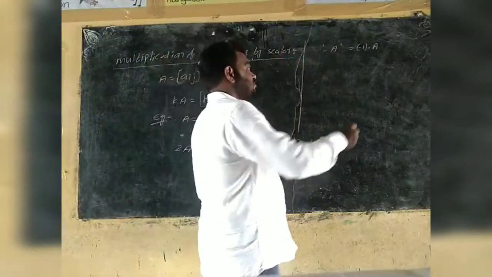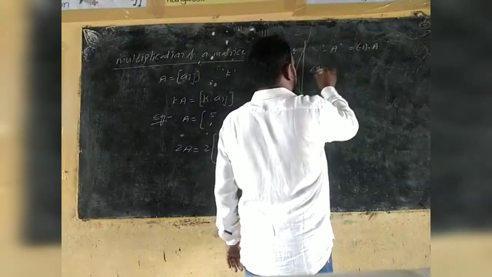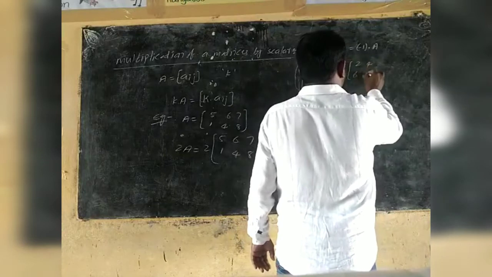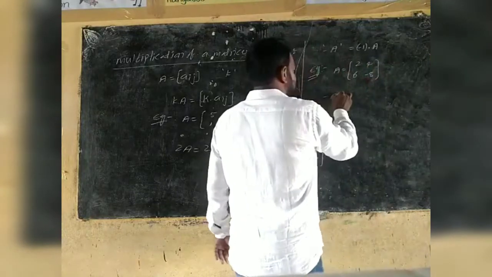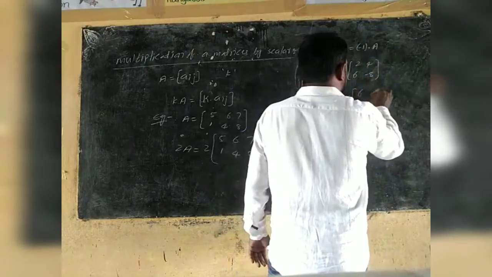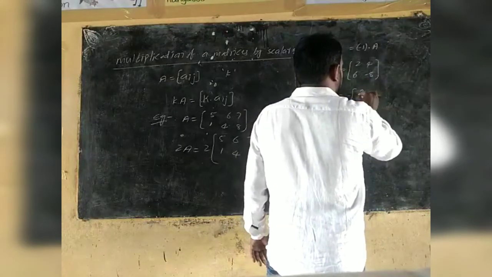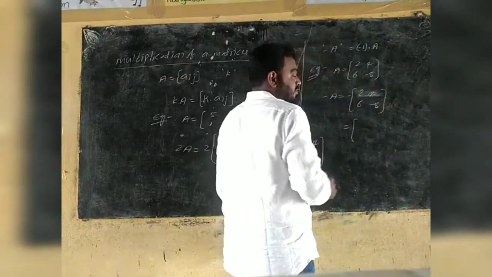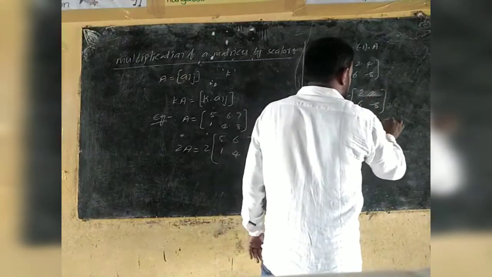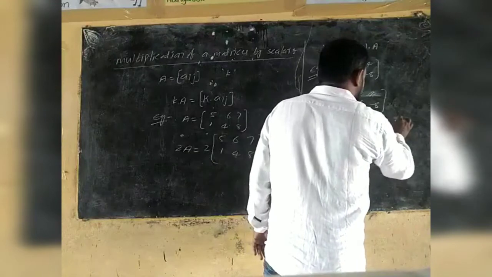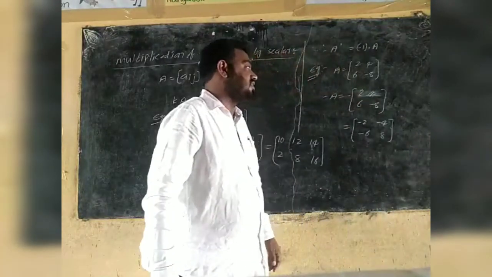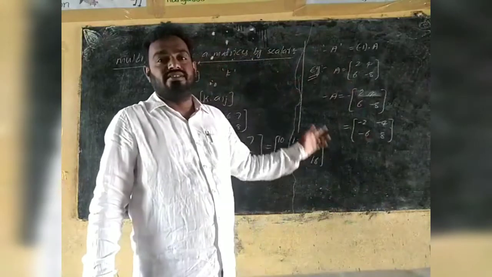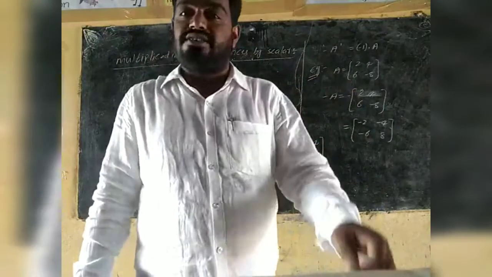Understood? So you see one example. A is equal to the matrix [2, 4; 6, minus 8]. Minus A is equal to minus of the matrix [2, 4; 6, minus 8]. You multiply every element by minus 1. So minus 2, minus 4, minus 6, and minus of minus 8 is plus 8. This gives minus A, that is, the negative of the matrix A.